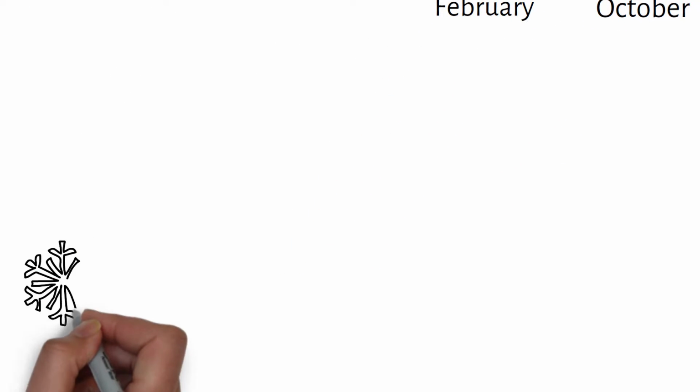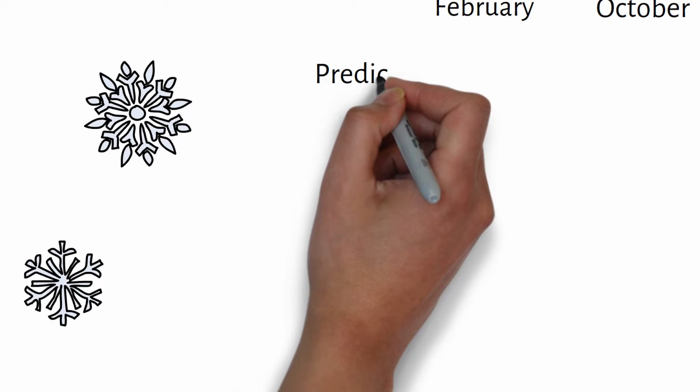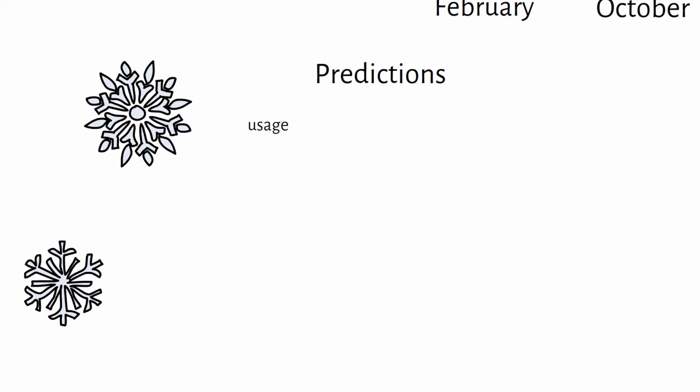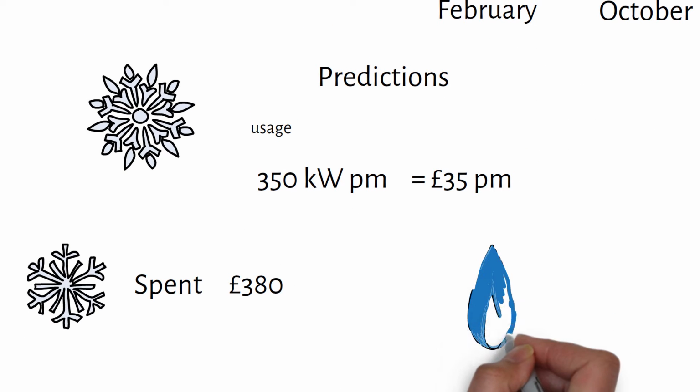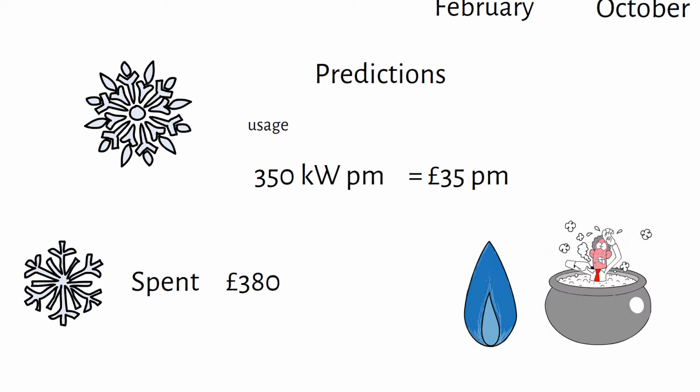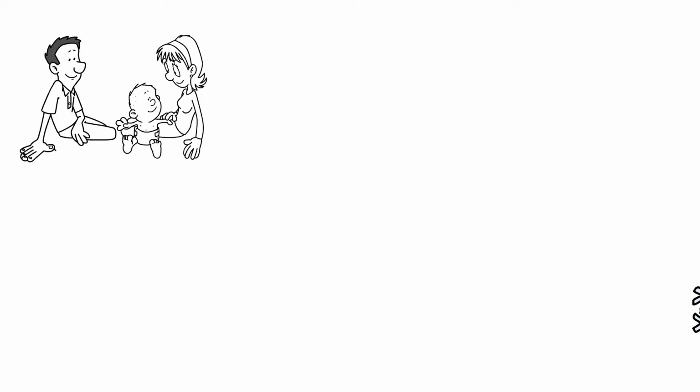During the four winter months, Bob predicts a usage of 350 kilowatts per month, taking his payments per month for heating and hot water to £35 per month. Bob has spent £380 a year heating his house and providing hot water in his home.